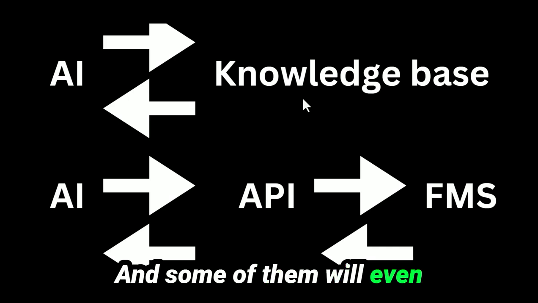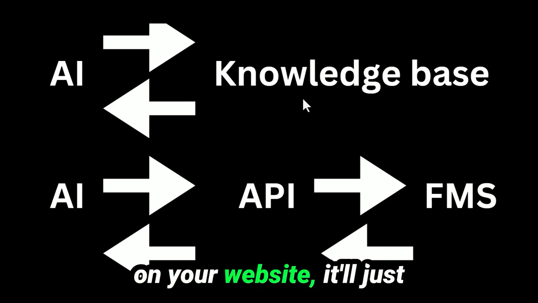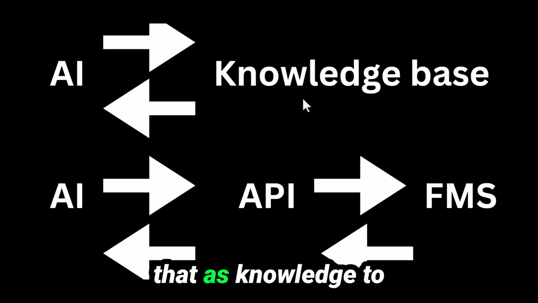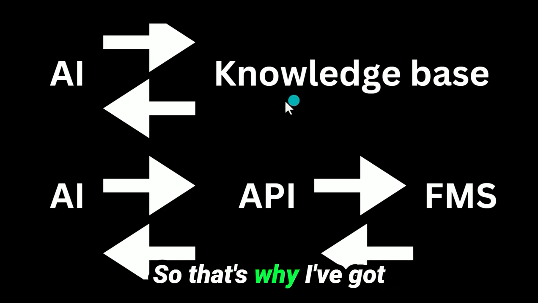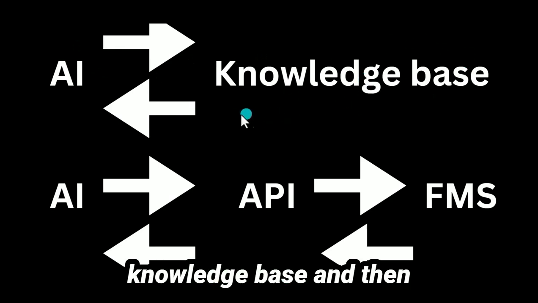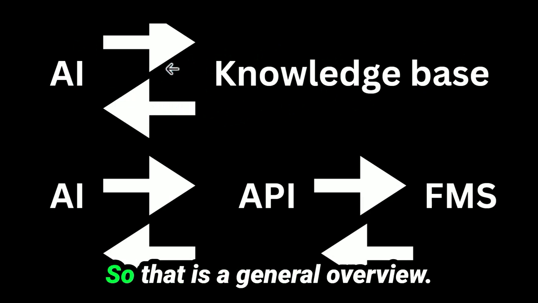And some of them will even just let you put the URL of your website in. As long as everything's on your website, it'll just read your website, learn about your business, and then your AI will use that as knowledge to talk to your customers. So it's a two-way street. The AI will contact the knowledge base, extract the information, and use that information to talk to your customers. So that is a general overview.